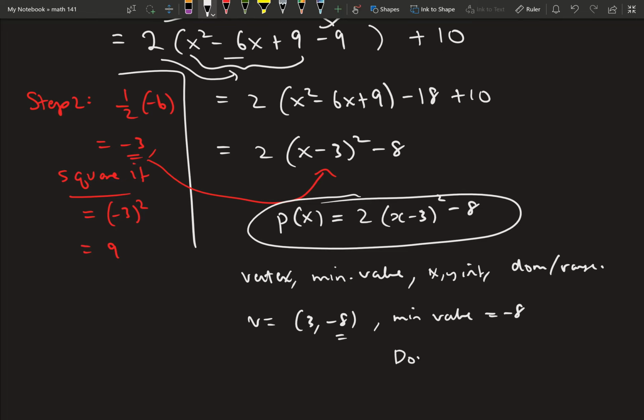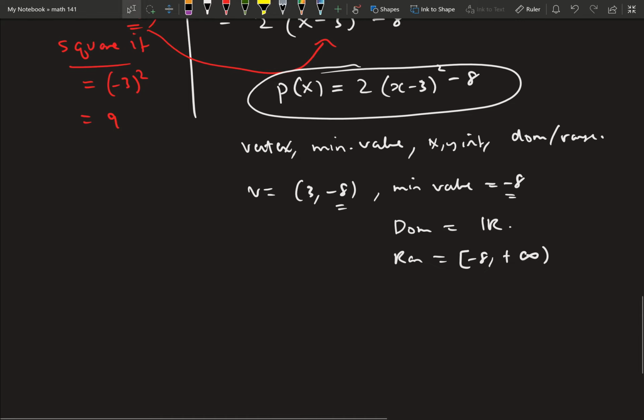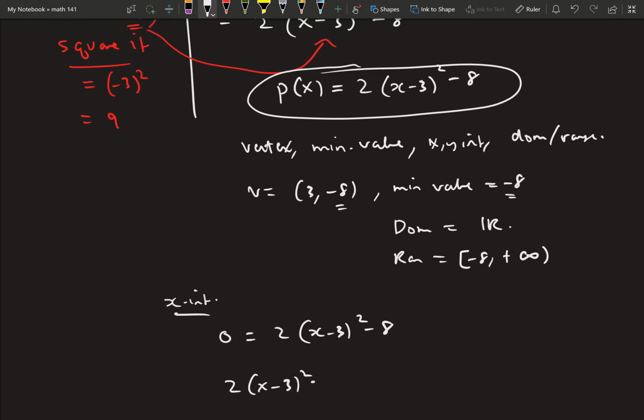So the domain is all real numbers. The range, well, it's going to be the minimum value off to infinity because we're going to get an upward pointing parabola. Okay. So the only thing left is the x and y intercepts, and we'll graph it. So for the x-intercept, we set y to be 0. So we get 2 times (x minus 3) squared is equal to 8, or x minus 3 squared is equal to 4, dividing both sides by 2.